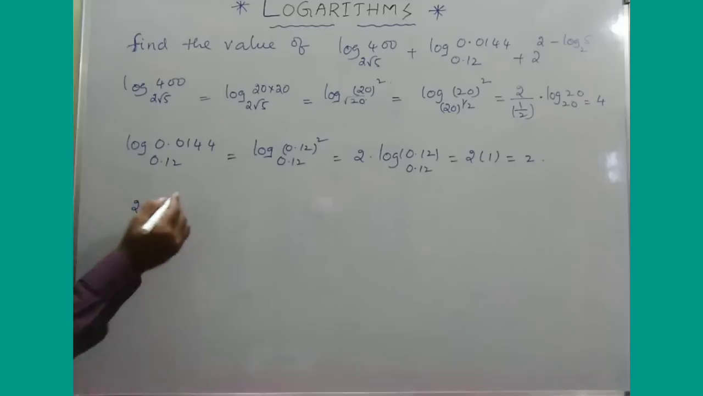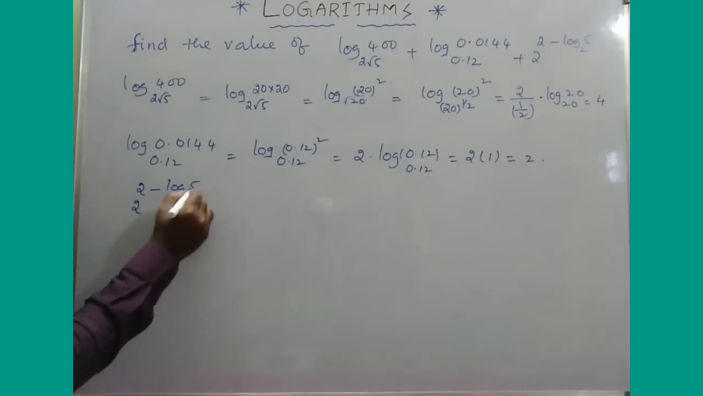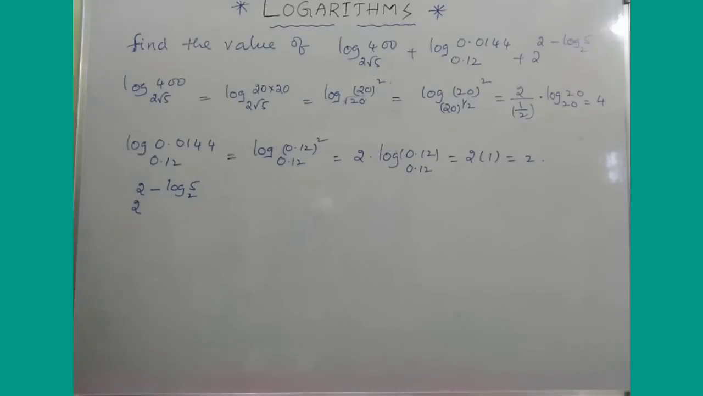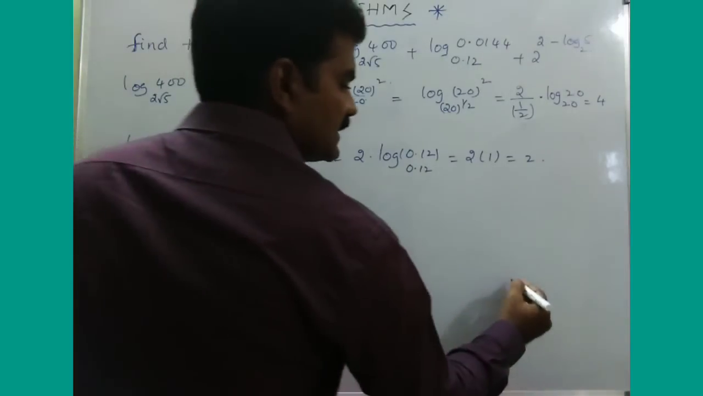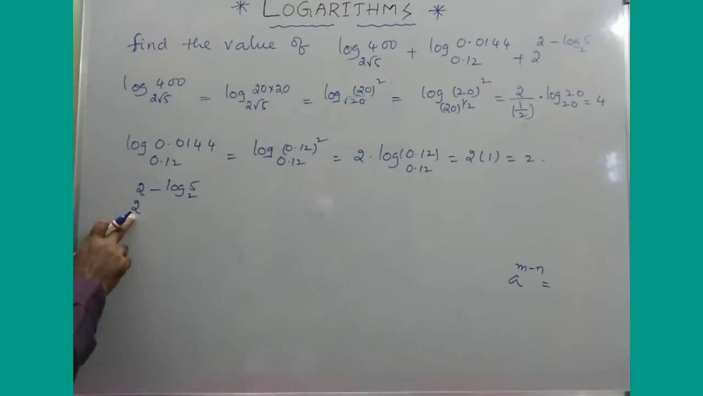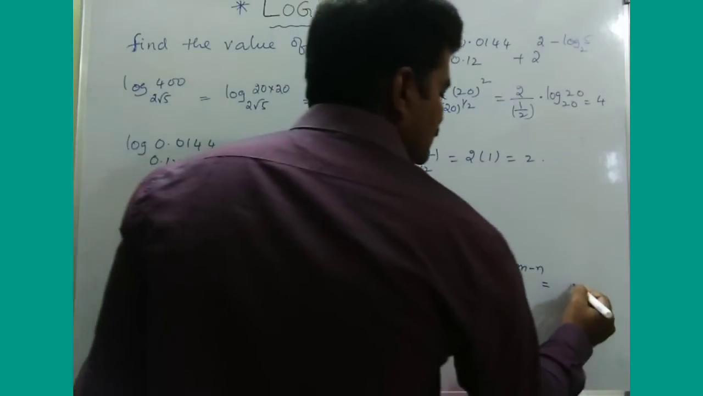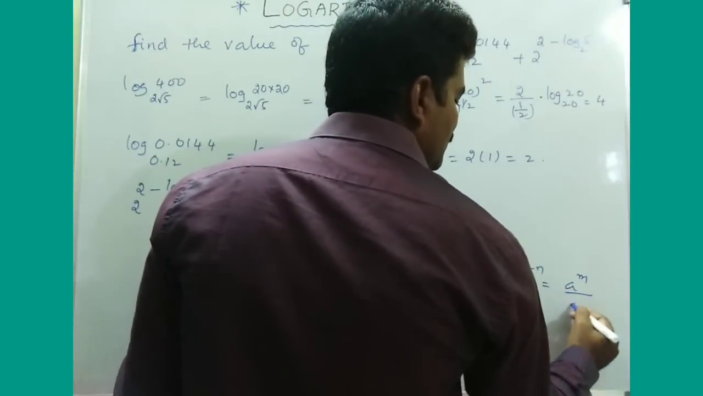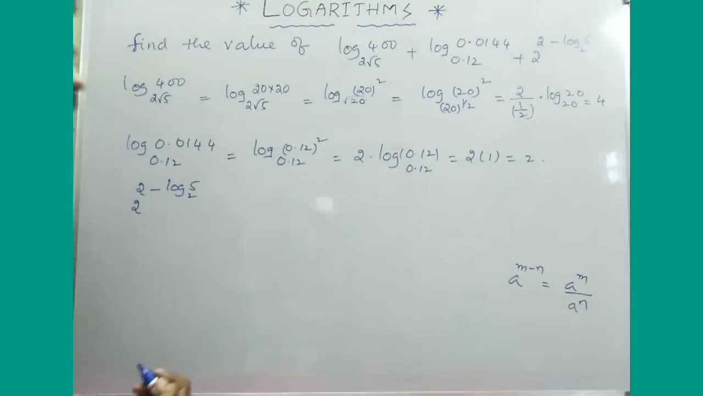And look at the last part, 2 to the power of 2 minus log 5 to the base 2. So you know, it is just like a to the power of m minus n. A to the power of m minus n can be written as a to the power of m by a to the power of n.